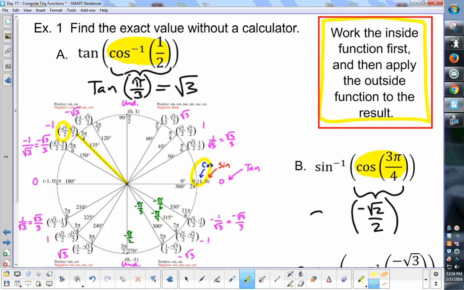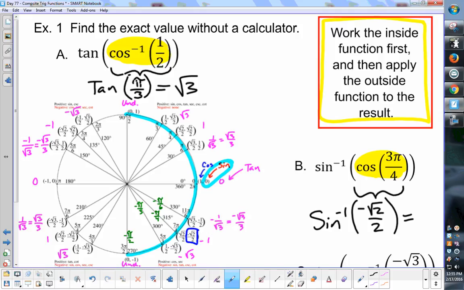And then I drop down the sine inverse. So now I'm going to take the sine inverse of this. And as you remember from last lecture, sine inverse only deals with this portion of the circle. And sine is the second number I'm looking for. So I'm looking for a negative square root of 2 over 2. Negative, so down instead of up. And I notice it right here, negative square root of 2 over 2.